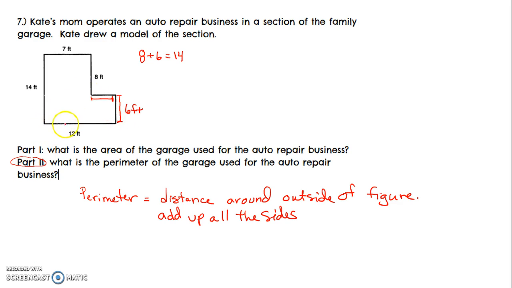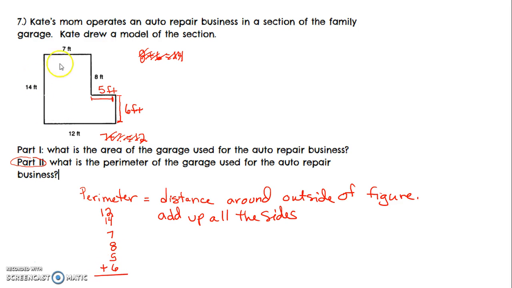Similarly, if we look here, the entire length along the bottom is 12. The top part is 7. So we just say 7 plus what gives us 12? Oh, 7 plus 5 is 12. So this side must be 5 feet. So that's kind of how we come up with making sure that we have every side labeled. Now to find perimeter, you just add up all those sides. So we do 14 plus 7 plus 8 plus 5 plus 6 plus 12.